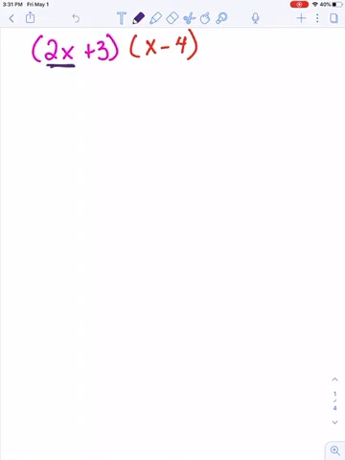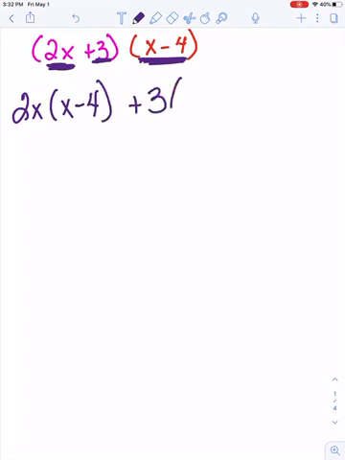What you're doing is this is saying 2x plus 3 being multiplied by x minus 4. So this 2x term has to be multiplied by this entire x minus 4. And this positive 3 has to be multiplied by this x minus 4. So we can rewrite it so that it says 2x times x minus 4 plus 3 times x minus 4. And now this is a problem that you're familiar with knowing how to do. We're just distributing what's outside of the parentheses to both terms inside of parentheses.